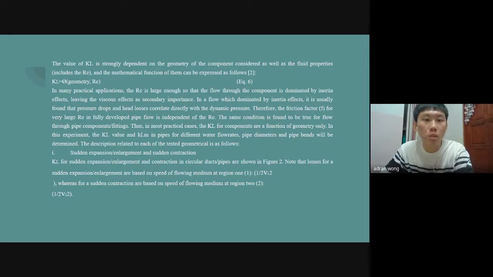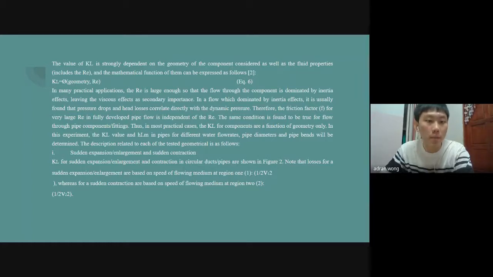In a flow dominated by inertial effects, it is usually found that pressure drops and head losses correlate directly with the dynamic pressure. Therefore, the friction factor for very large Reynolds number in fully developed pipe flow is independent of the Reynolds number. The same condition is found to be true for flow through pipe component fittings. Thus, in most practical cases, the KL for a component is a function of geometry only.